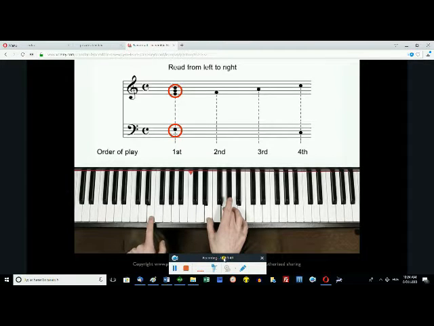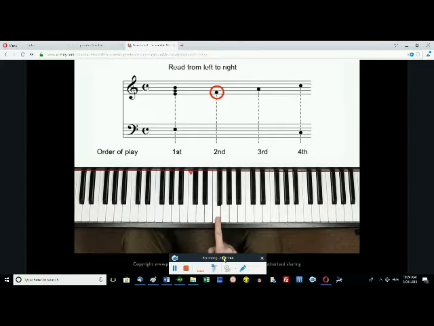Then you read from left to right, so you go to the next one. So in the right hand that's that note, and then that note, and then the right hand's going to play that note, and the left hand's going to play that note. So you have to play those together. Let's look at it again.